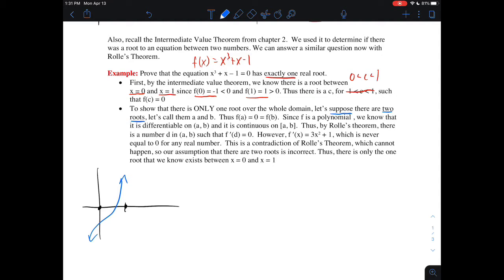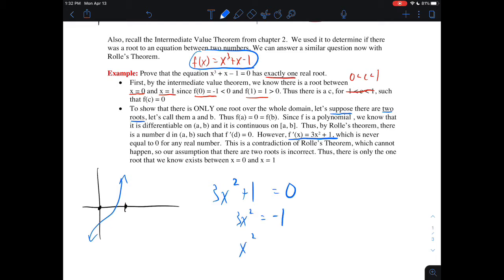there is a number d in that interval such that the derivative of f when evaluated at d is equal to 0. However, if we take our function f of x equals x cubed plus x minus 1, its derivative is f prime of x equals 3x squared plus 1. So if we set 3x squared plus 1 equal to 0, we're trying to find out when is that possible.